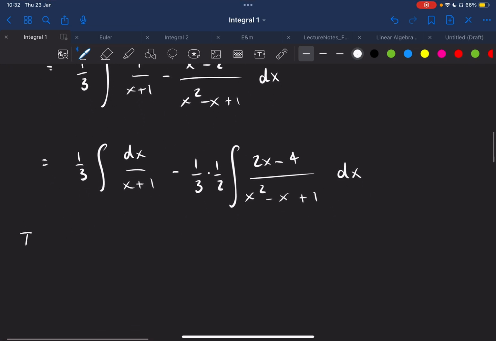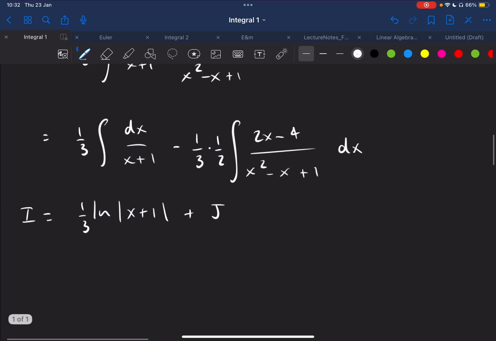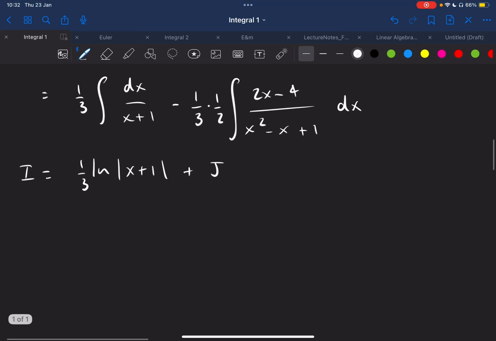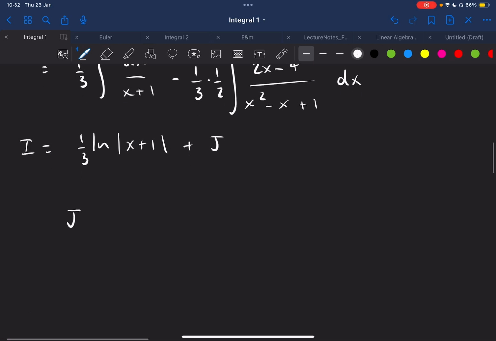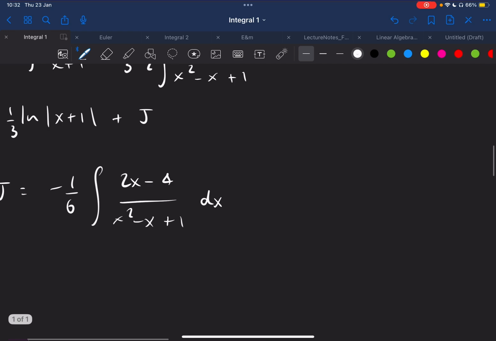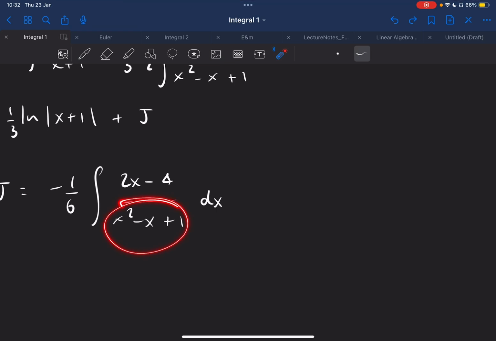Now, we're just going to say I is equal to 1/3 log |x + 1| as above, plus J, and we're going to deal with this separate J integral now. So J then is going to be the integral of (-1/6)(2x - 4) over x squared minus x plus 1.